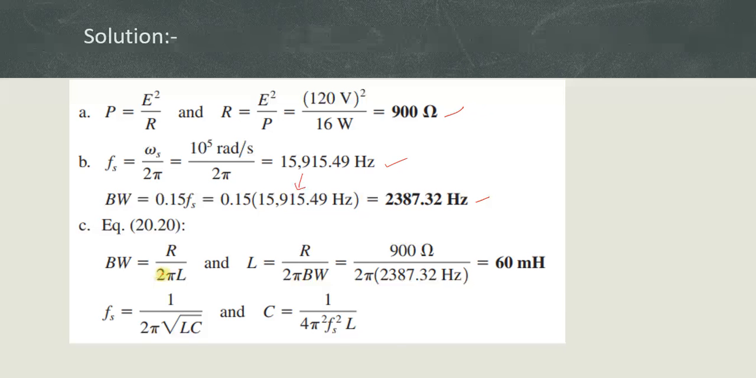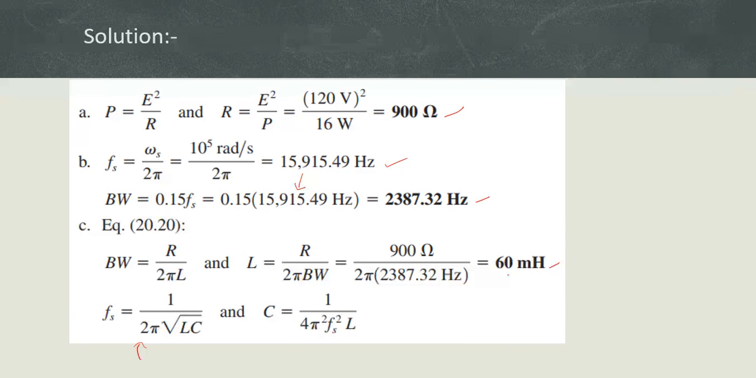So this is the first formula, and rearranging this, L equals R divided by 2 pi into bandwidth. The resistance value is 900 ohm and my bandwidth is 2387.32 Hz. If you simplify this equation, the inductance value is 60 millihenry. And the resonant frequency Fs equals 1 divided by 2 pi square root of LC. We use this formula in order to find the value of capacitance, because we know the value of inductance. Now I want to find the value of capacitance, so I use this particular formula. Rearranging these equations, C equals 1 divided by 4 pi square Fs square into L.